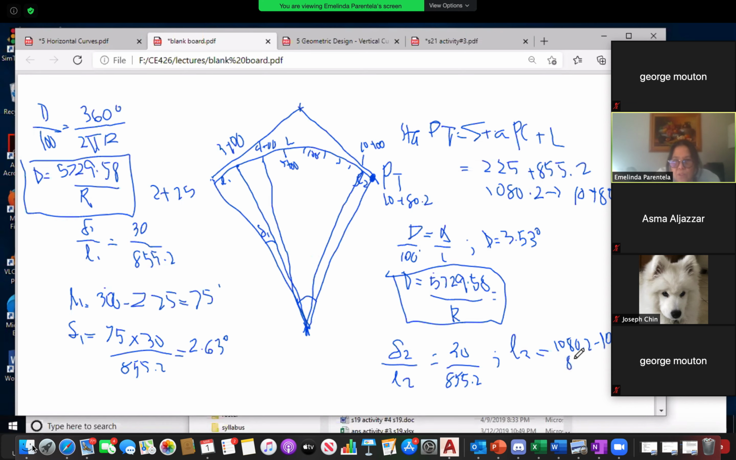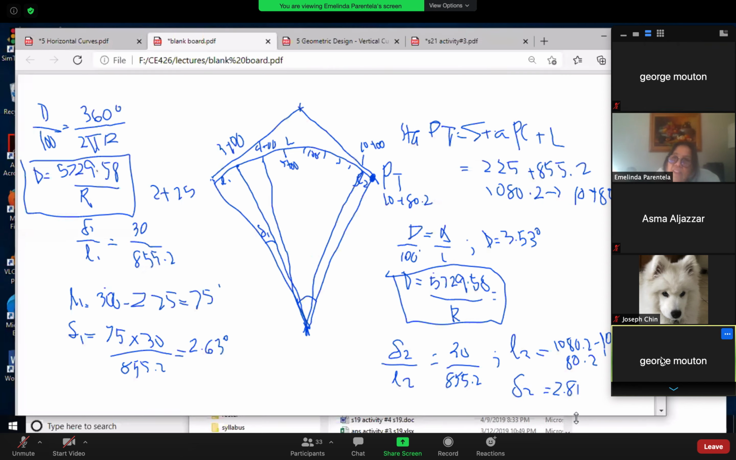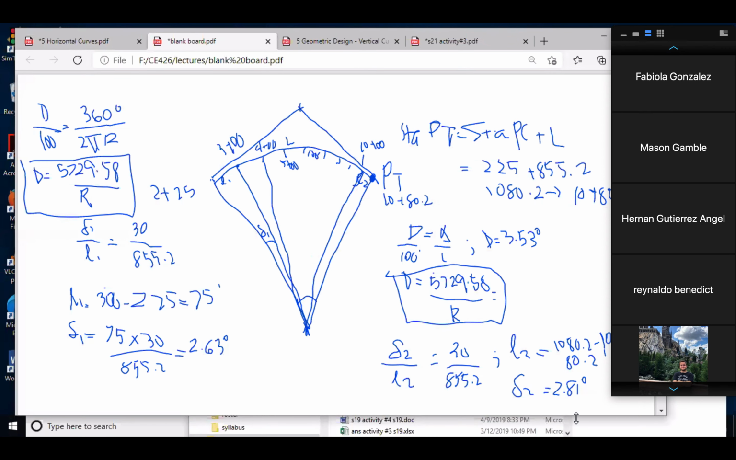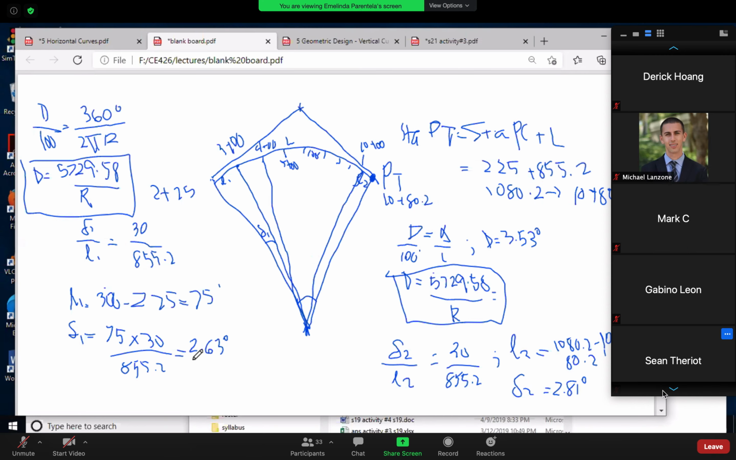So 80.2 is the length. So here L2 is 80.2. So you can calculate the angle. And that is, how much did you get? 2.81. Yes, thank you, George. 2.81 degrees. So here we have 2.81 and 2.63.